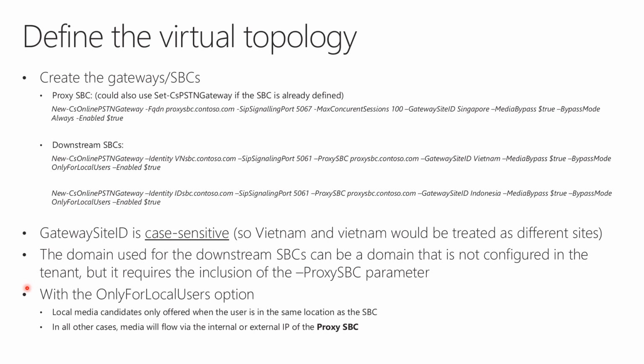Right? And again, remember with the only for local users option, the bypass mode, right? Local media candidates are only going to be offered to the Teams client when that Teams client is in the same location as the SBC, right? The same defined site as the SBC. In all other cases, media is going to flow via the internal or the external IP address of the proxy SBC. And again, that's going to be determined on whether the user is internal, right? If the user is internal, it'll flow via the internal IP of the proxy SBC. If they're external, then it's going to flow by the external IP address of the proxy SBC.